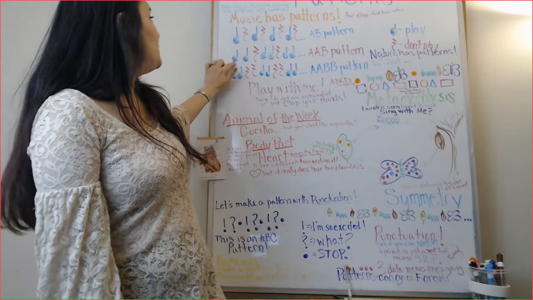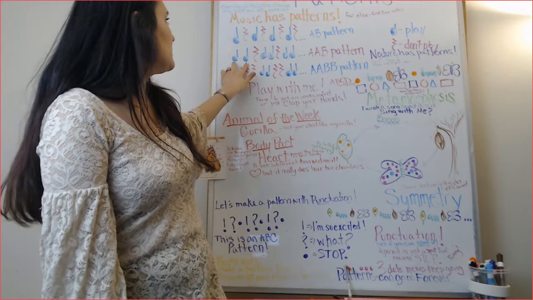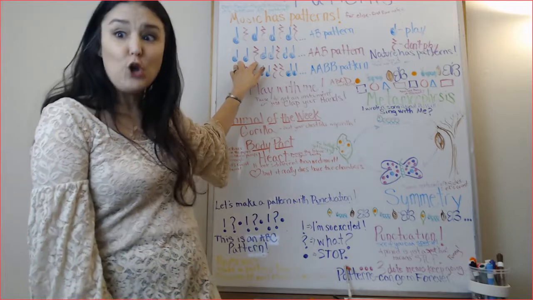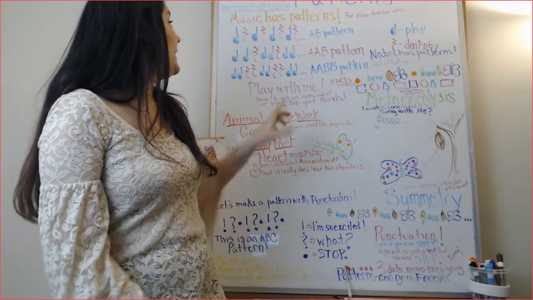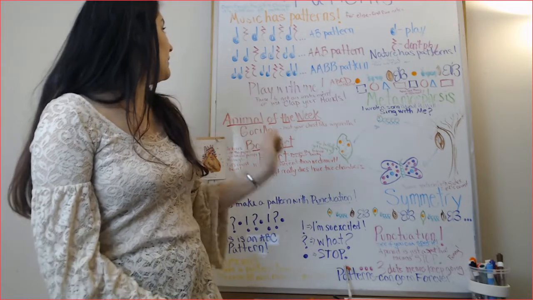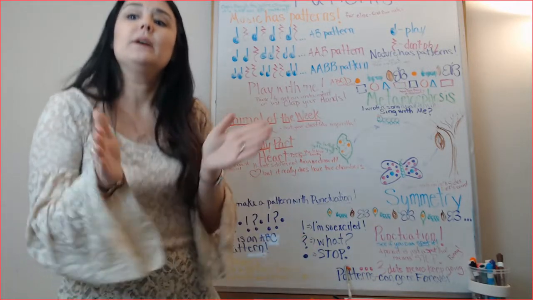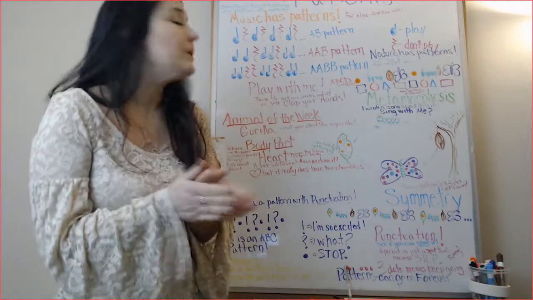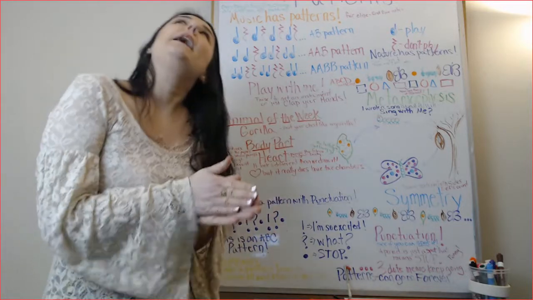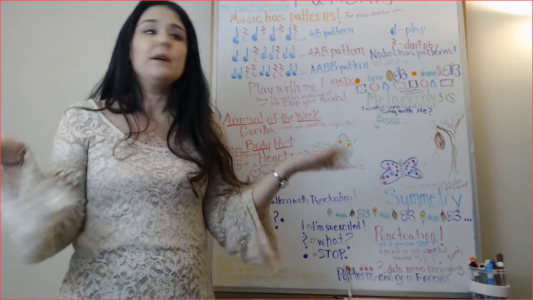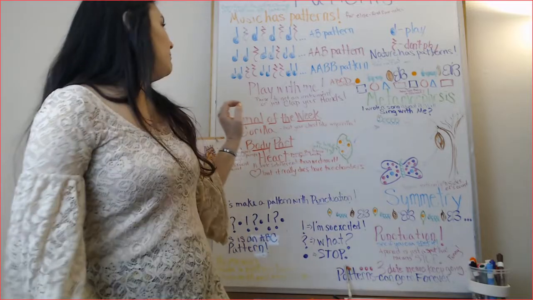If we have two of these play symbols and one that means don't play, it would be an A-A-B pattern. Ready? Clap, clap, don't clap, clap, clap, don't clap, clap, clap, don't clap. That is an A-A-B pattern.